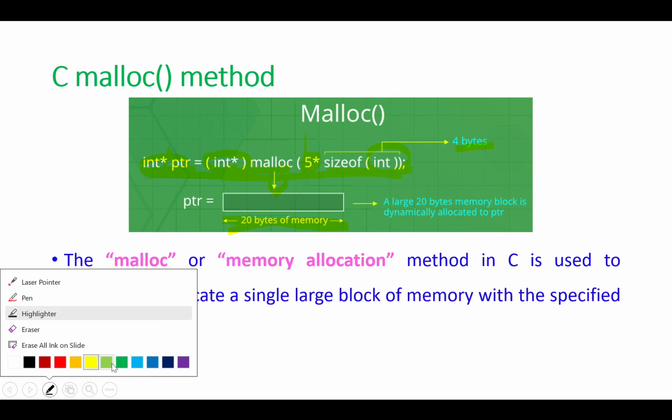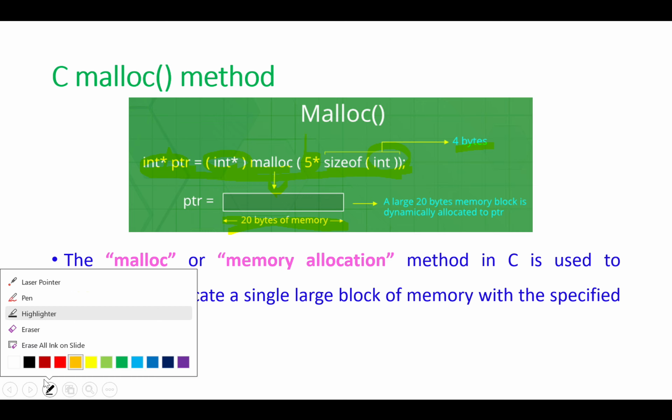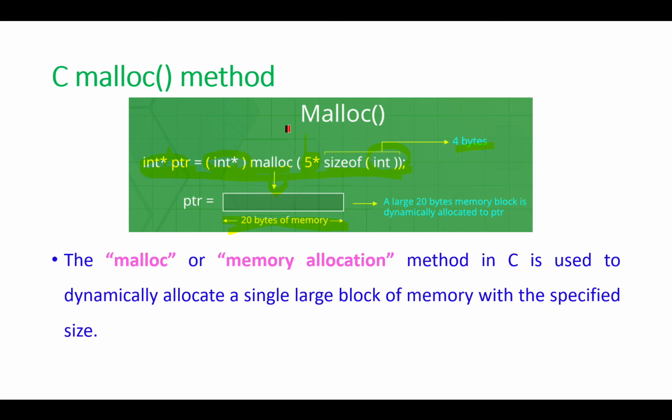Suppose I am taking 3 here. Then 3 into 4 gives 12, so 12 bytes of memory will be created. So this is the way the malloc function will be applied when we want to write the data structure program.